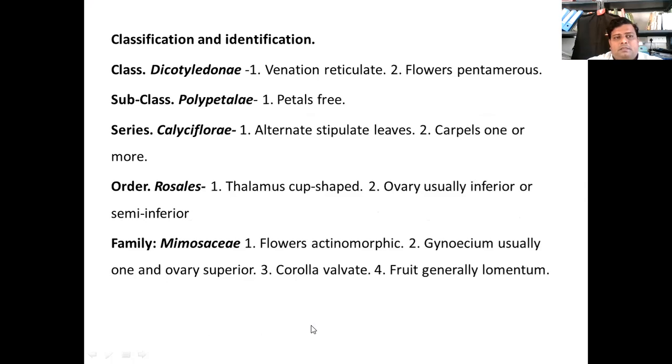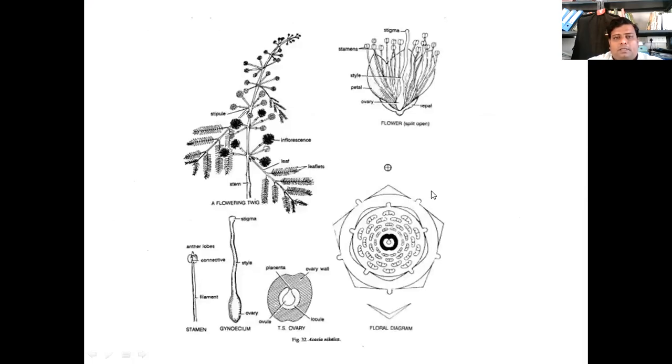This is the classification. Dicotyledonae, because the reticulate venation is there. Flower is pentamerous. Subclass Polypetalae, the petals are free. Series Calyciflorae, alternate stipulate leaves, carpels one or more. Order is Rosales, thalamus cup shaped, ovary usually inferior or semi-inferior. Family Mimosaceae, flowers actinomorphic, gynoecium usually 1 and ovary superior, corolla valvate, fruits generally lomentum.